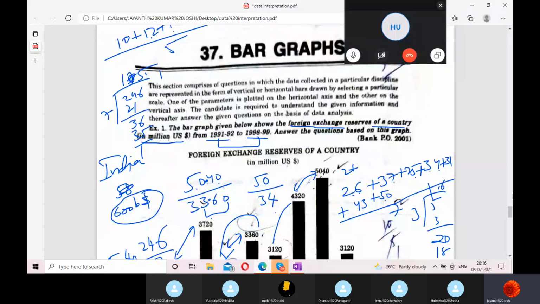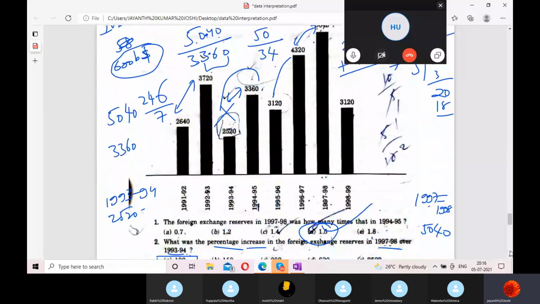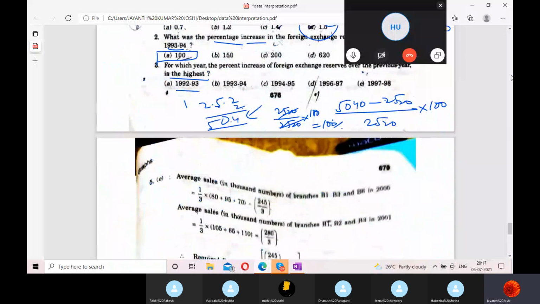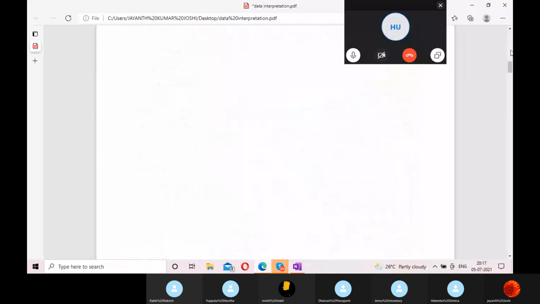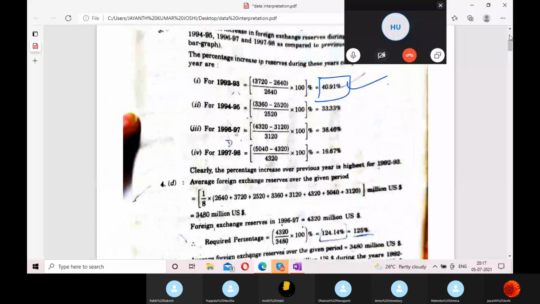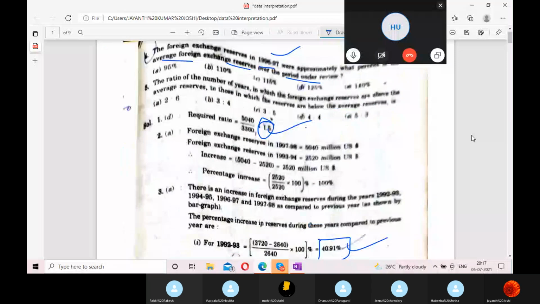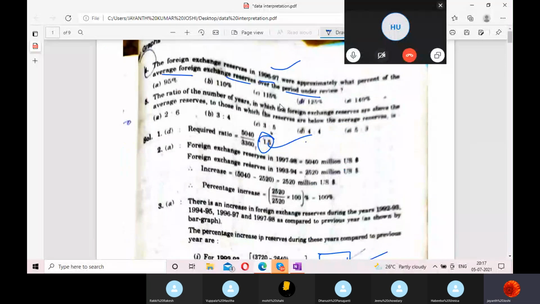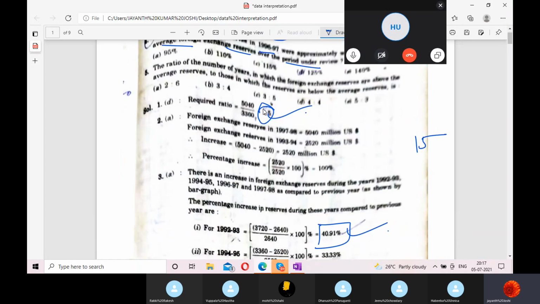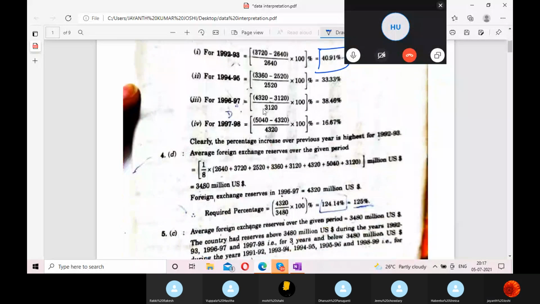So now what are they asking? This is the average. 15 is the average, okay? They are asking what the foreign exchange reserves in 96-97 were approximately what percent of average foreign exchange reserves. So average foreign exchange reserves is 15. 96-97 reserves is what? Let us take the data.